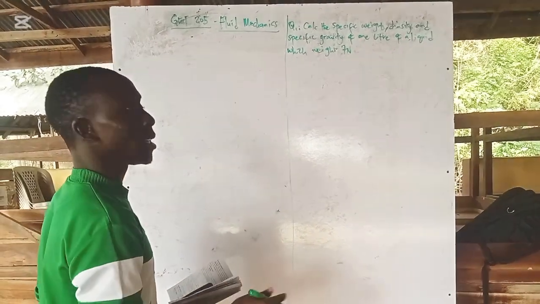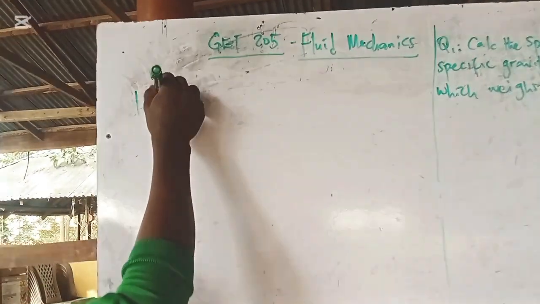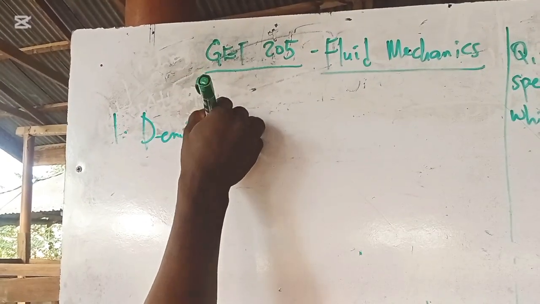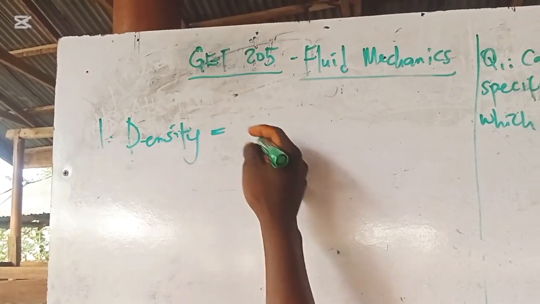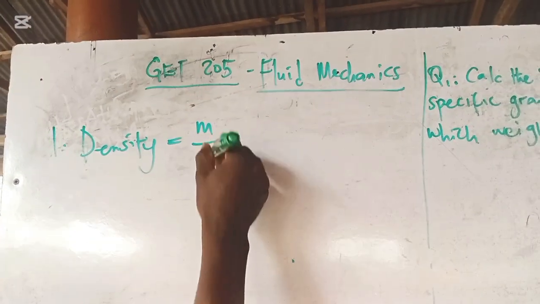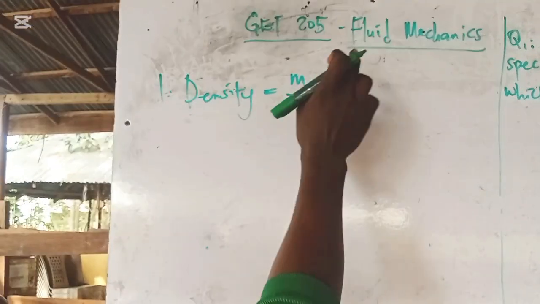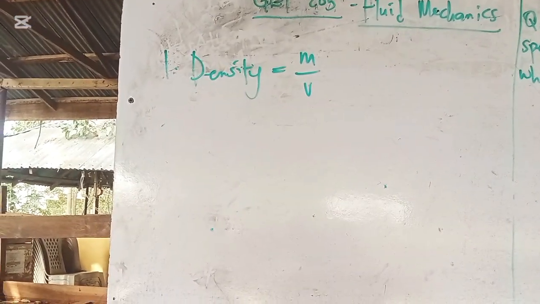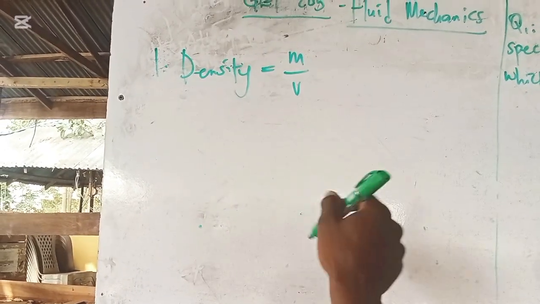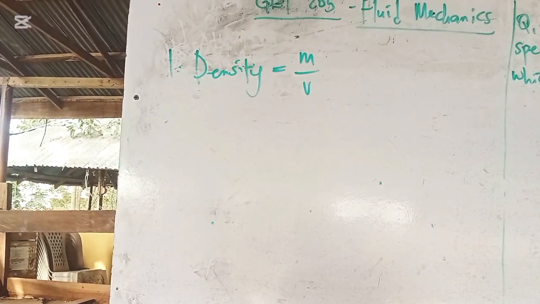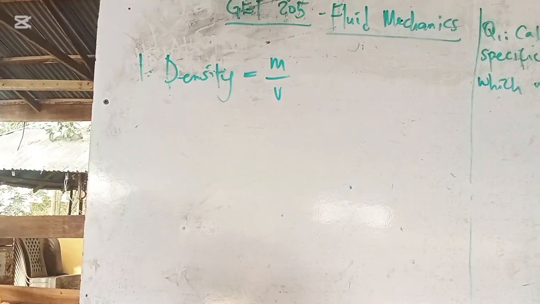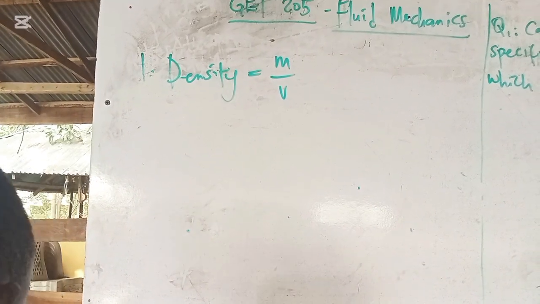So, understanding density. The first one is density. Density is a derived quantity. It's defined as mass over volume. So when we are asked to look for density, just get the mass, get the volume, and get the answer. But you can also get it in another way. So let's continue first.